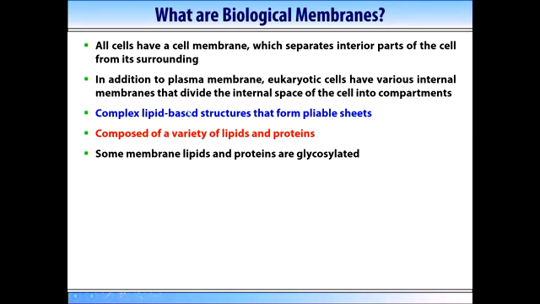A very important thing here is that biological membranes in general, not only the plasma membrane but any biological membrane, are not made only of lipids. In many cases, the lipid content is even less than half. They're made of lipids and proteins. In some membranes, lipids and proteins are glycosylated, and we will see where the sites of that glycosylation are.